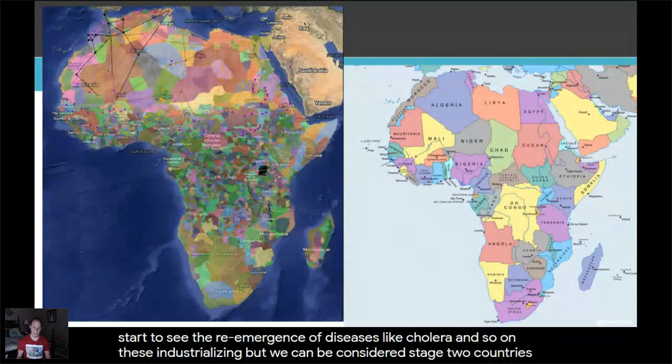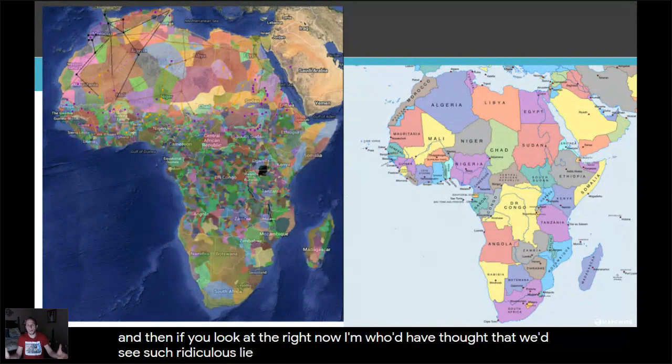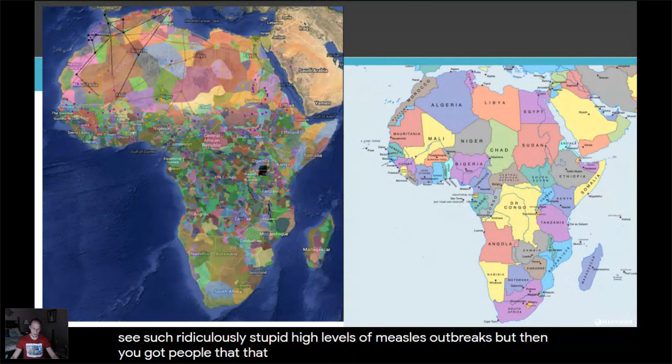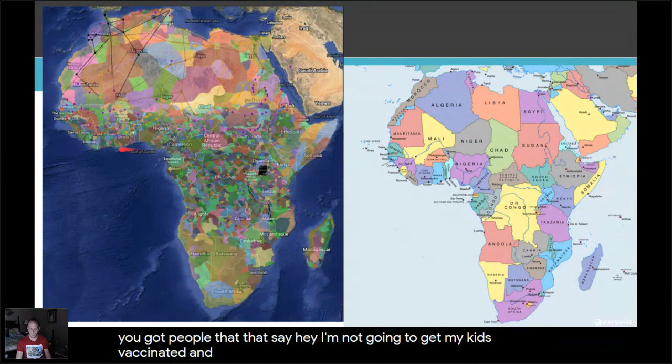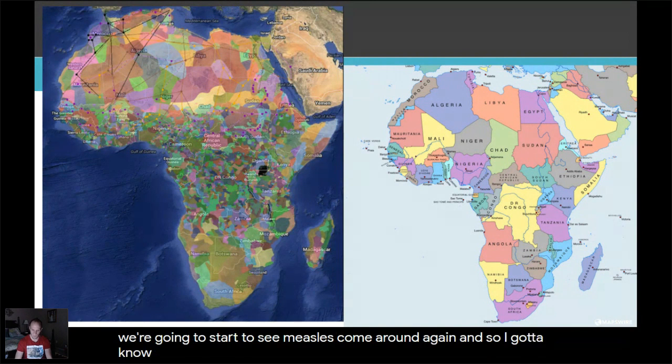And then if you look at the measles outbreak right now, who'd have thought we'd see such ridiculously high levels of measles outbreaks? But then you've got people that say, "I'm not going to get my kids vaccinated," and next thing you know, what do you expect? Of course, we're going to start to see measles come around again. And so God only knows what's going to happen with that.